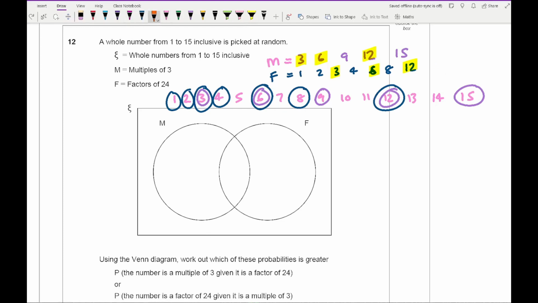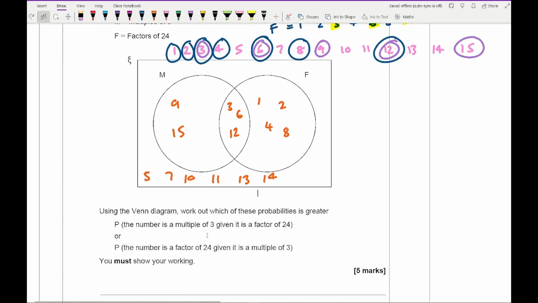So they're the numbers that I'm going to put in the middle. So I've got 3, 6 and 12. The ones that are exclusive to F are 1, 2, 4, 8, and the ones exclusive to M are 9 and 15, and the ones that go outside are going to be 5, 7, 10, and I've got 11, 13 and 14.